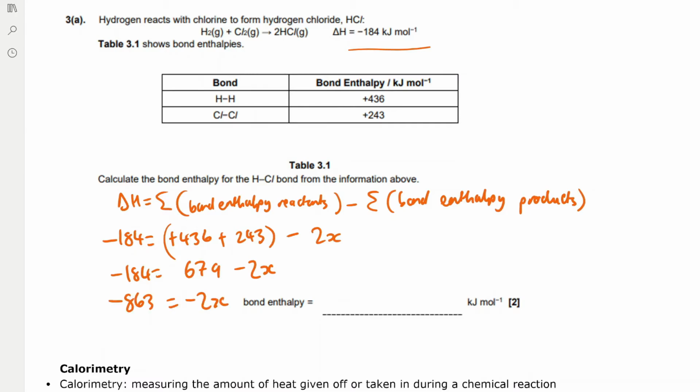That means that minus 2x is equal to minus 863. So if we divide that by 2, that gives us minus 431.5, which is equal to minus x. So then bond enthalpy is positive 431.5. If you think about it, bond enthalpies must always be positive because they must be endothermic, because they require energy from the surroundings. So they take in energy.